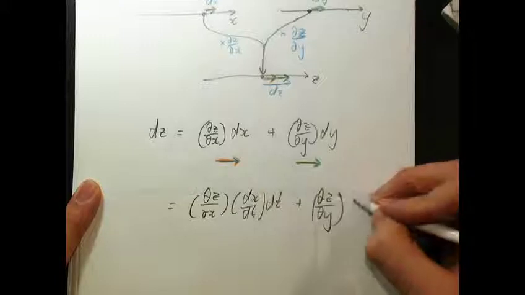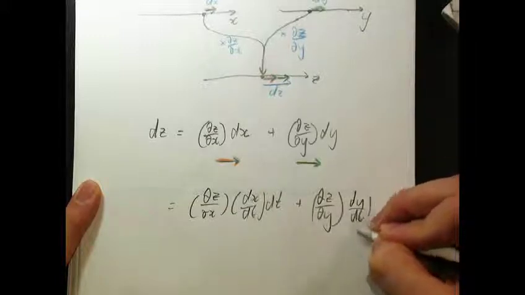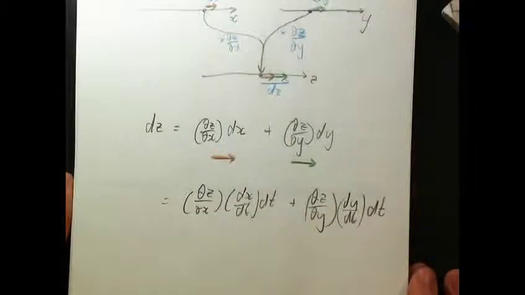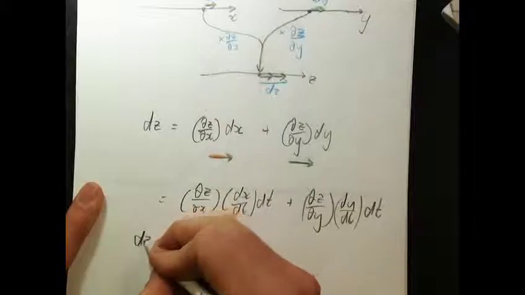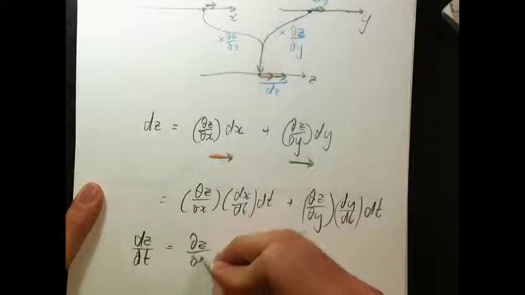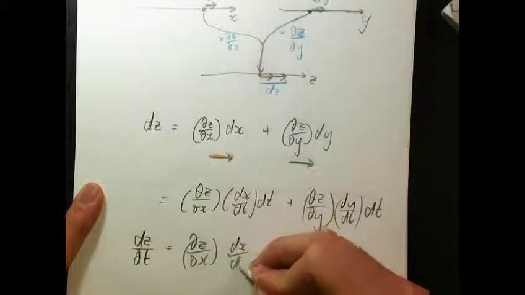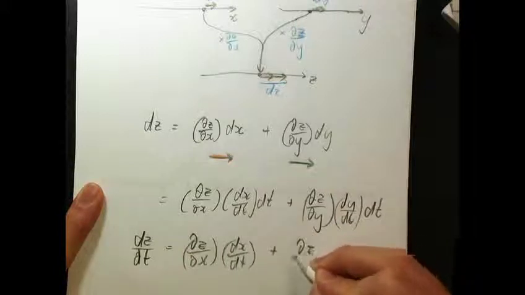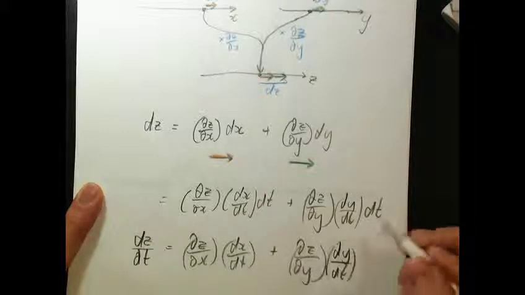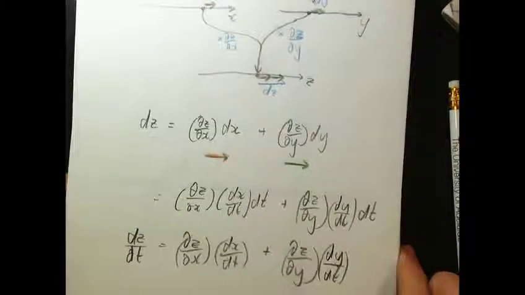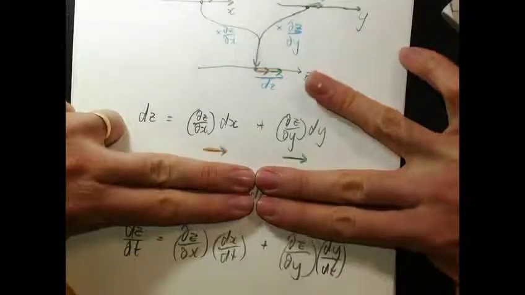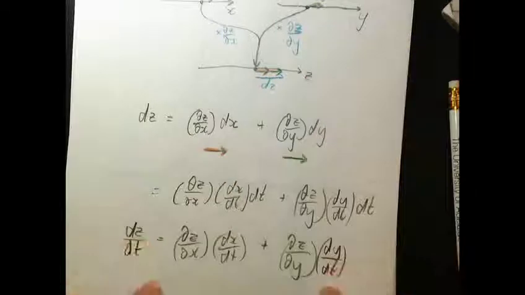And this dy was really dy on dt times dt. And now I know how dz is related to dt, because I could just divide both sides by dt and get that. Of course, if you were really thinking clearly, you could have just divided that one by dt. If you divide the dz and the dx and the dy by dt, suddenly it's this.